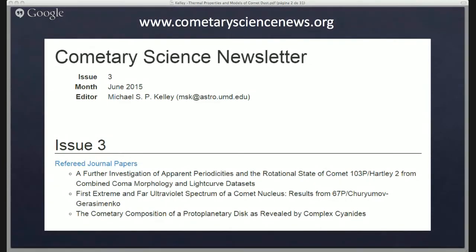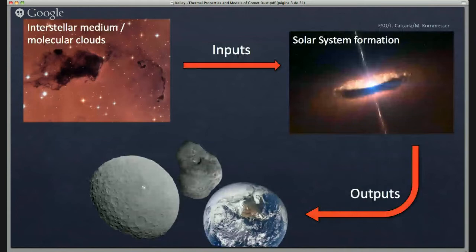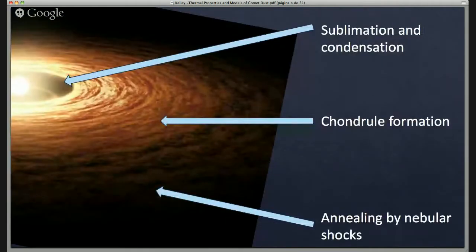So first, a little bit of science motivation for studying comet dust. Let's put this in the context of the life cycle of dust in the universe and the galaxy. Starting with interstellar medium or molecular cloud material, that is the input into solar system formation. Solar system formation transforms that material into outputs, so planets, asteroids, comets, etc. In terms of dust, that transformation happens primarily in the inner disk, maybe not exclusively, but primarily. So very close to the sun, we have sublimation and condensation. The material is destroyed and reformed as new material.